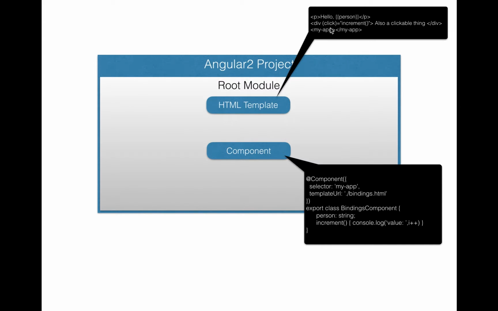If you look at the div tag, the div tag has a click attribute, and the value of the click attribute is a function. This function is a function in the component. So when you click on this particular div tag, it invokes this increment function, and the increment function in the component gets invoked. So that's how a two-way binding happens between components and templates.